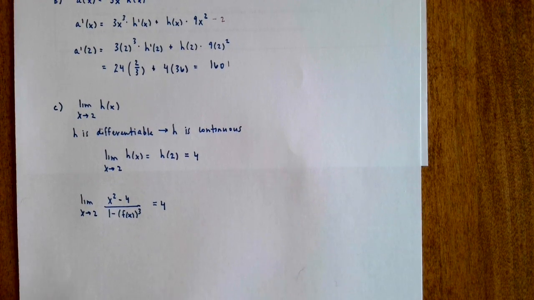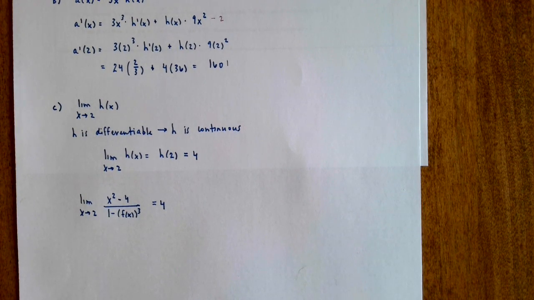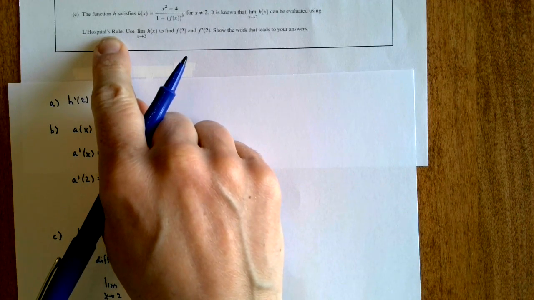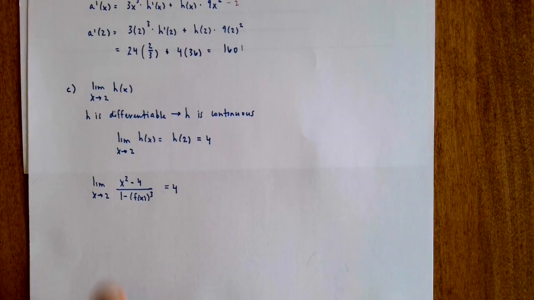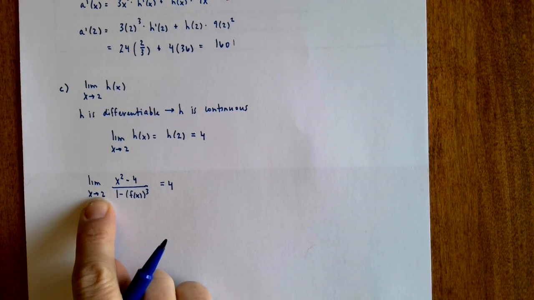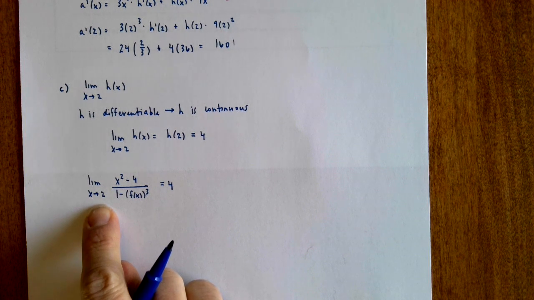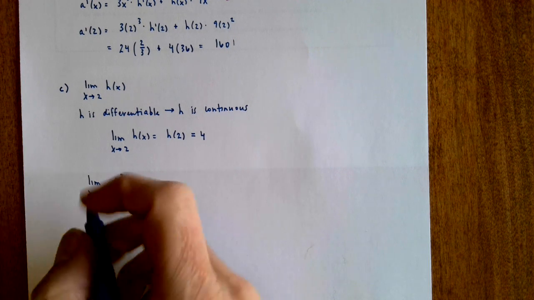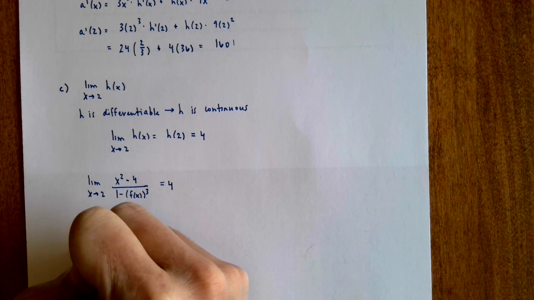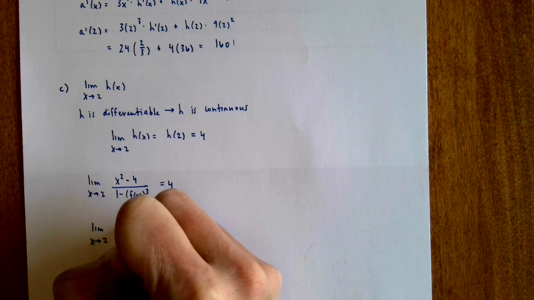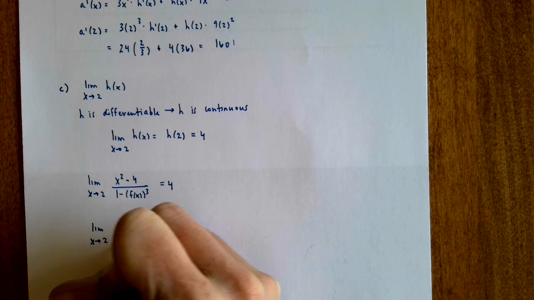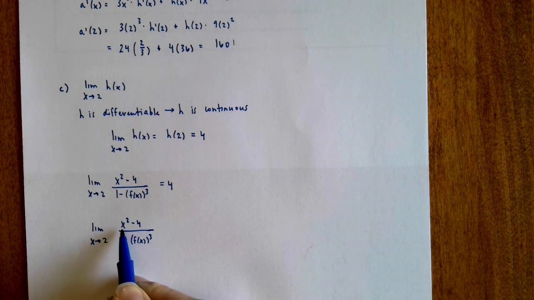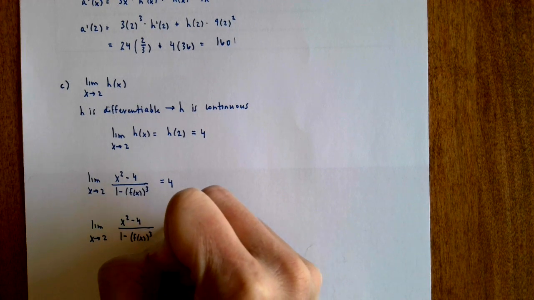Sorry, I keep not showing this. That is that function. Now, they told us something here. That limit can be evaluated using L'Hopital's rule. So let's check that out. If I tried to plug in 2, I know generally when I'm evaluating the limit, I'm always going to try to substitute that value first. So if I try to plug in 2, x squared minus 4 over 1 minus f of x cubed, if I substitute in 2, I'm going to get 2 squared minus 4, which is going to give me 0.